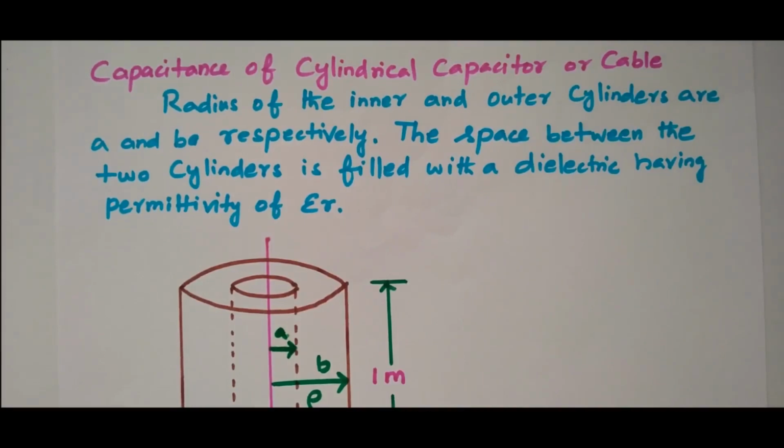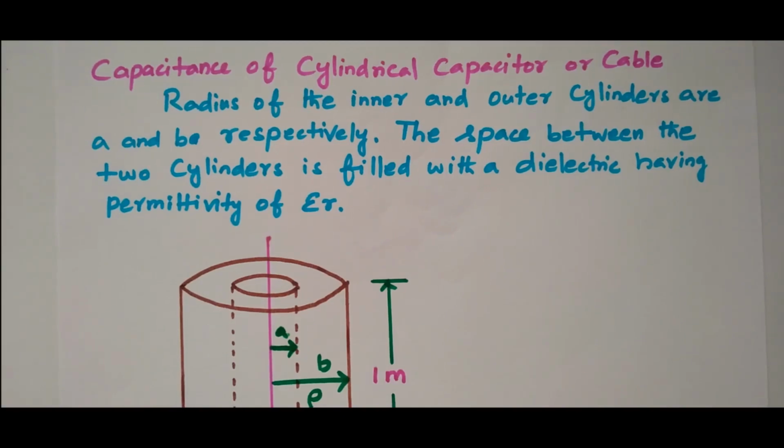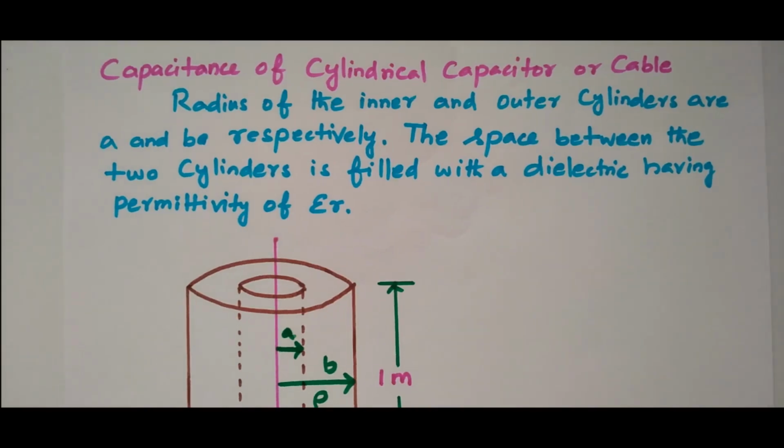Welcome viewers, in this video we will see the capacitance of a cylindrical capacitor or cable, and the derivation. For this cylindrical capacitor or cable, both are equivalent, right? First we will see the diagram. So we have the cylindrical capacitor. The cylinders are available with inner and outer radius A and B respectively. We have two cylinders, the radius of inner and outer cylinder is A and B. The space between the cylinders is filled with the dielectric having the permittivity of epsilon r, right?